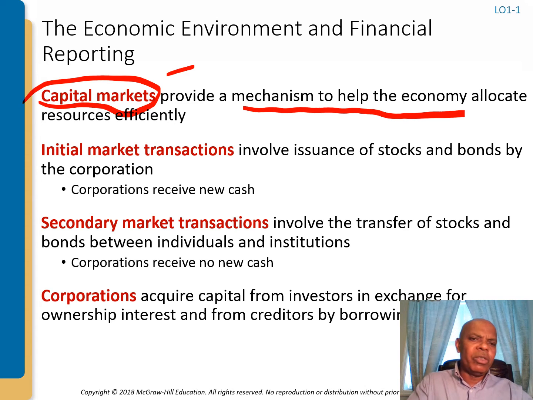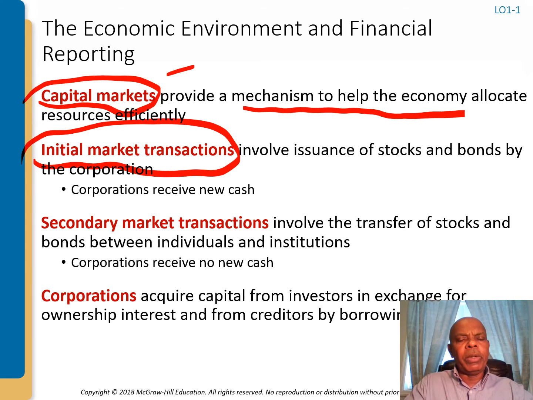Initial market transactions involve issuance of stocks and bonds by the corporation, with the corporation receiving cash. Now this is the initial offering. If you are a brand new corporation, or even already in business but going to become a public entity, selling stocks to the public, then you're going to issue stocks. You're selling stocks or bonds to the public. That's the initial kind of transaction to get cash, to raise capital for the corporation.